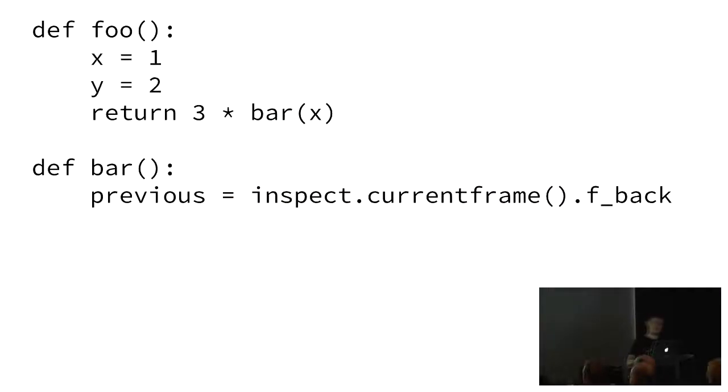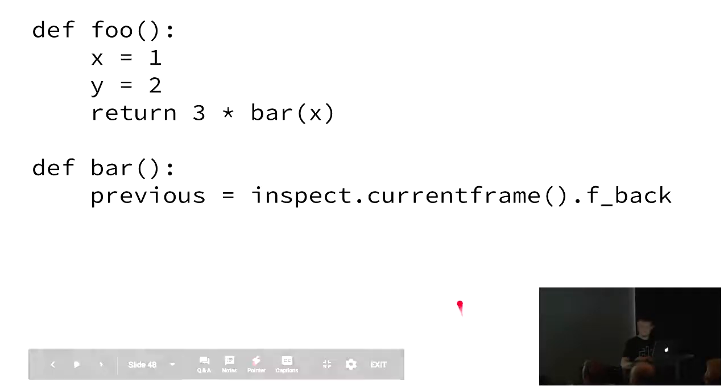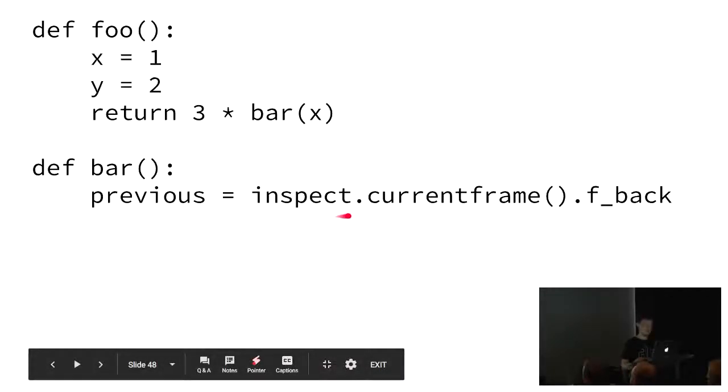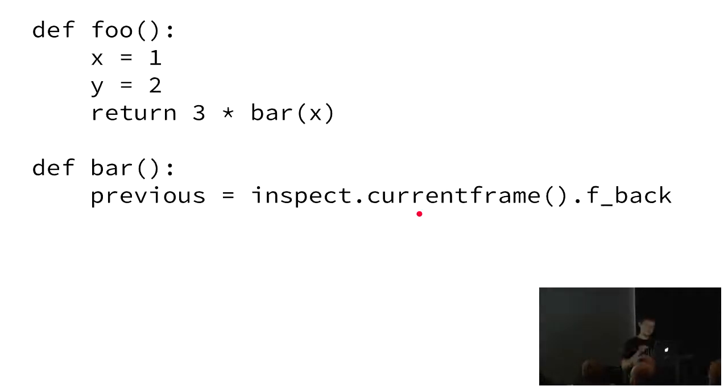So here's how we can interact with frames in code. In the bar function, we call inspect.currentframe, which returns the frame for the execution of bar. So that's for this call. And the frame has an f_back attribute, which points to the parent frame one level up in the stack, meaning the frame that called this one. So here the variable previous is the frame for foo.